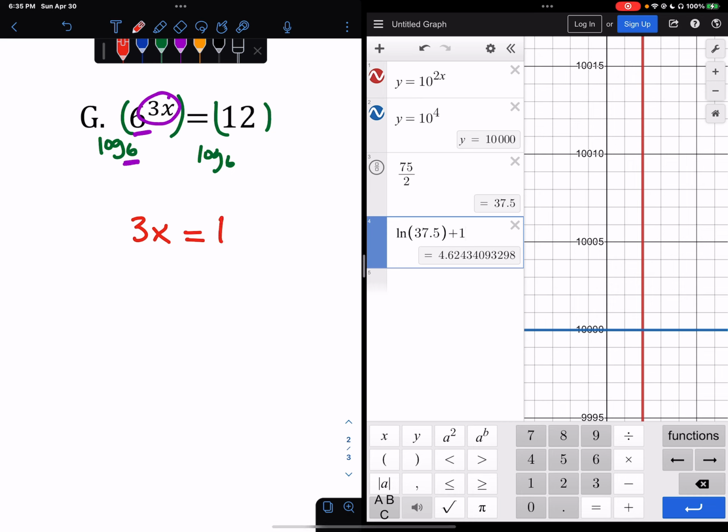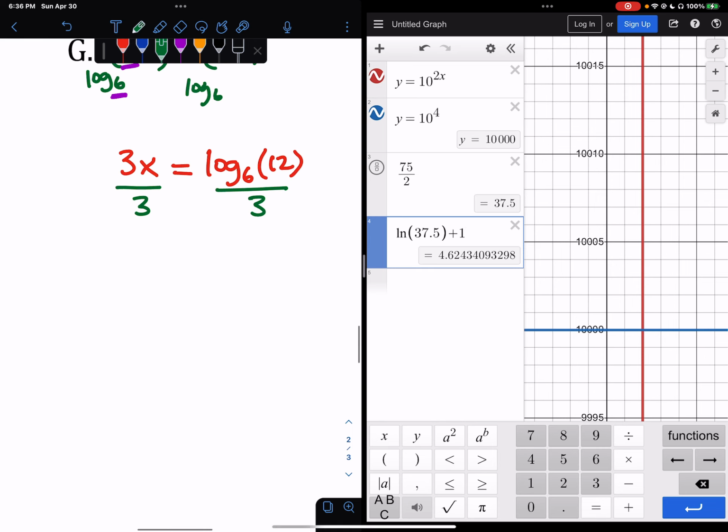3x equals the log base 6 of 12. And then now the last step to getting x by itself, we just divide both sides by 3. And so x equals log base 6 of 12 over 3.